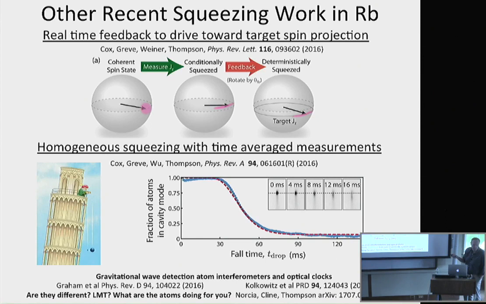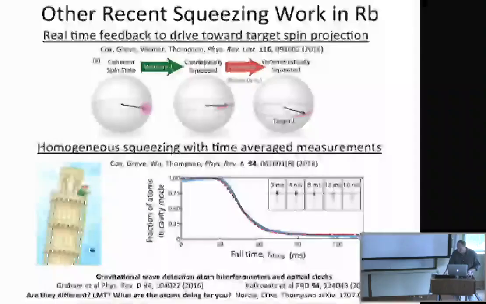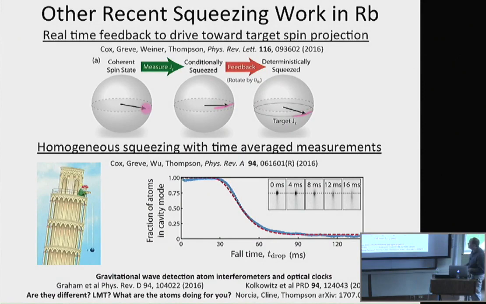Since I was talking about atom interferometry, there are actually two really interesting results out there. Let's see if it holds up. That propose that you could do gravitational wave detection using either atom interferometers or optical lattice clocks. And they're kind of presented as being related, but it was a little unclear. Like, are these the same things?